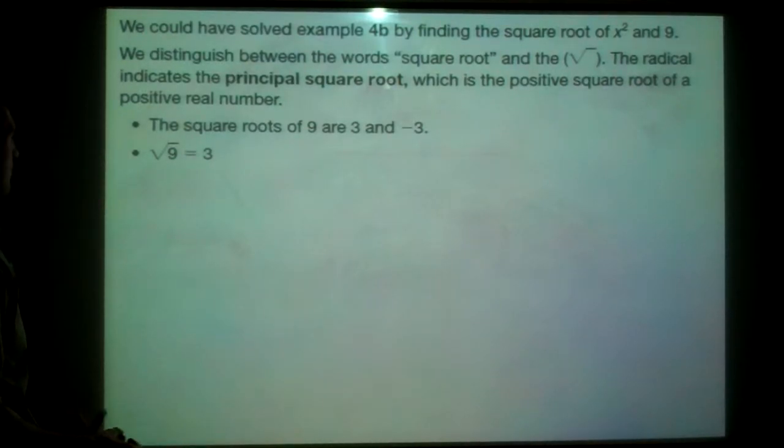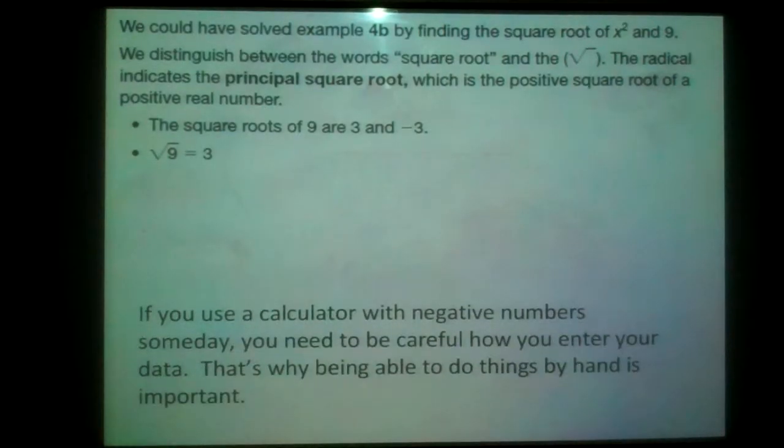Like I said earlier, when they need to talk about the positive and the negative, or if they just want the positive, that will be pointed out to you. So principal square root means the positive square root of a positive real number. Not a huge deal.